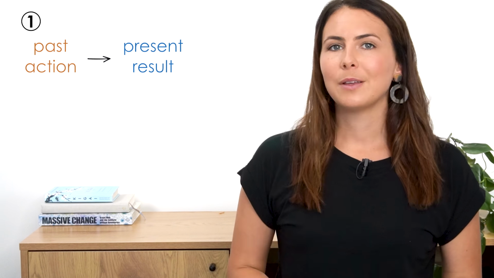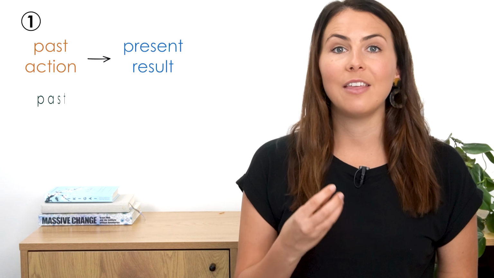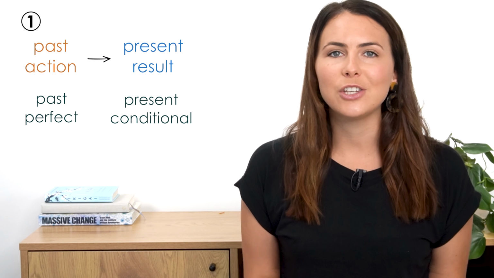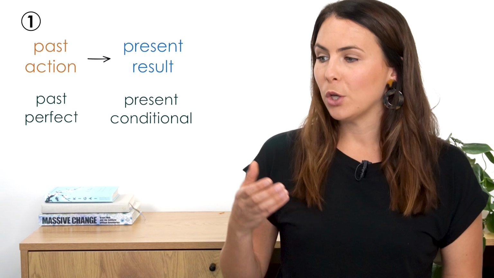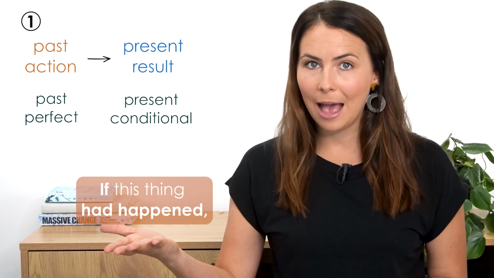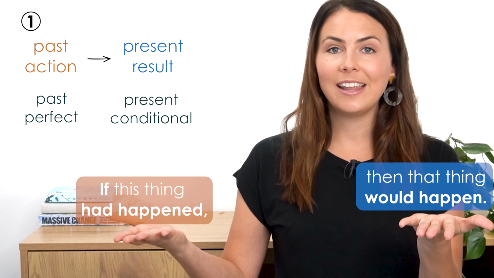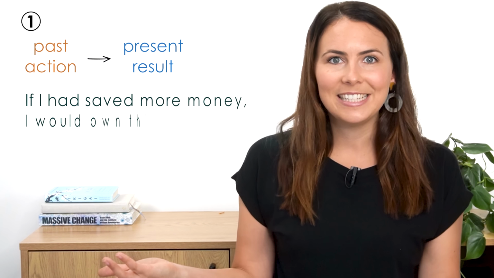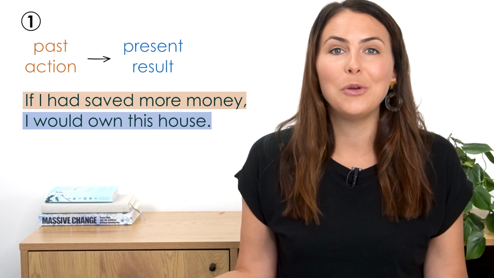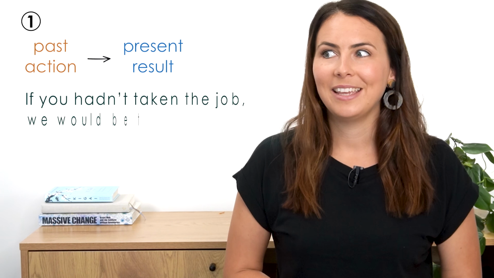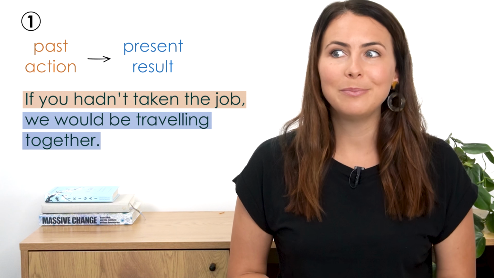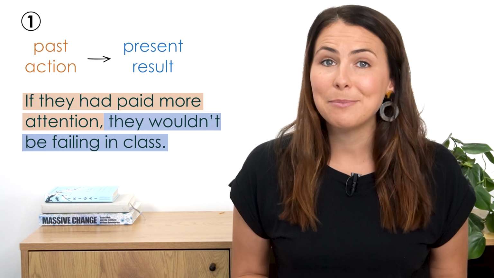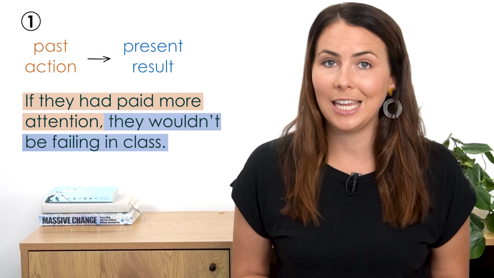Let's keep going. So to create the first one, we need the past perfect in the if clause and the present conditional in the main clause. So if this thing had happened, then that thing would happen. If I had saved more money, I would own this house. If you hadn't taken that job, we would be traveling together. If they had paid more attention, they wouldn't be failing in class.